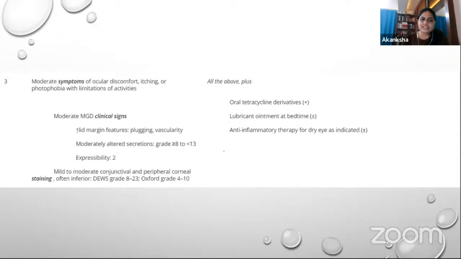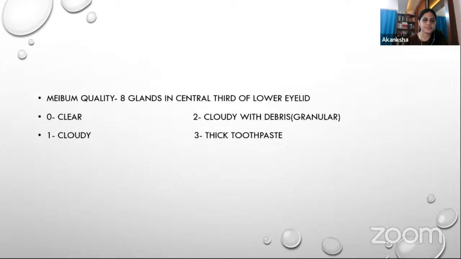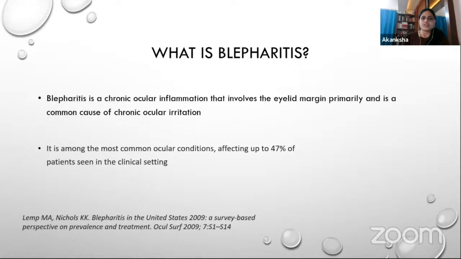When the disease signs and symptoms are moderate, you can now add anti-inflammatory therapy as well. And if there are marked symptoms, then you have to obviously go all the way and give everything, starting from lubricants, the anti-inflammatories, the antibiotics, and explain to them the importance of warm compresses. Possibly you can even try the IPL therapy. So this was basically about Meibomian gland dysfunction.